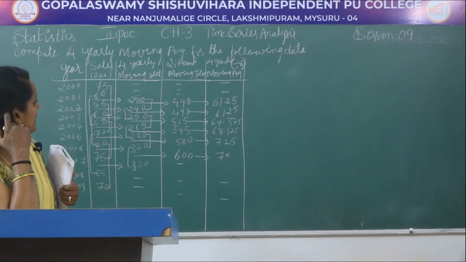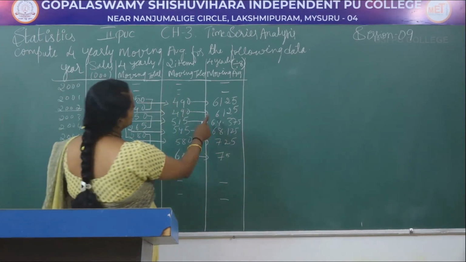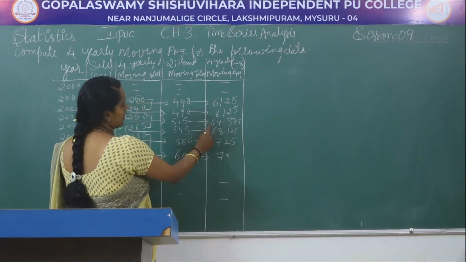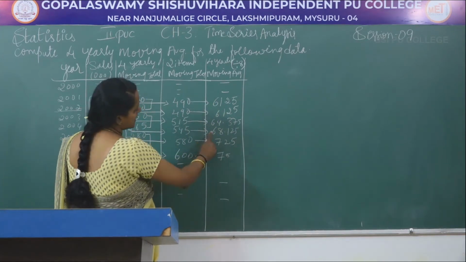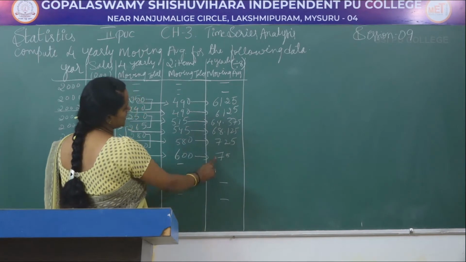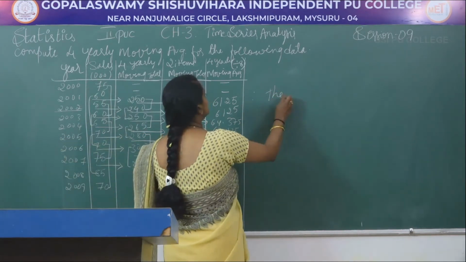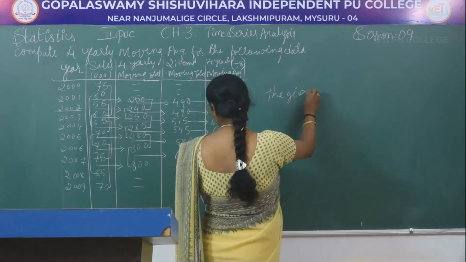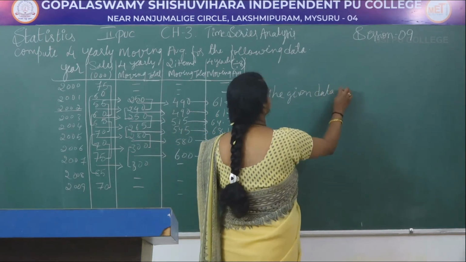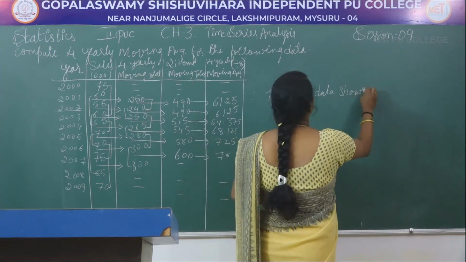For this we have to write the comment again. Here these 2 numbers are constant, next it increased to 64, again it is increasing, again it is increasing, again it is increasing, therefore the given data shows upward trend.